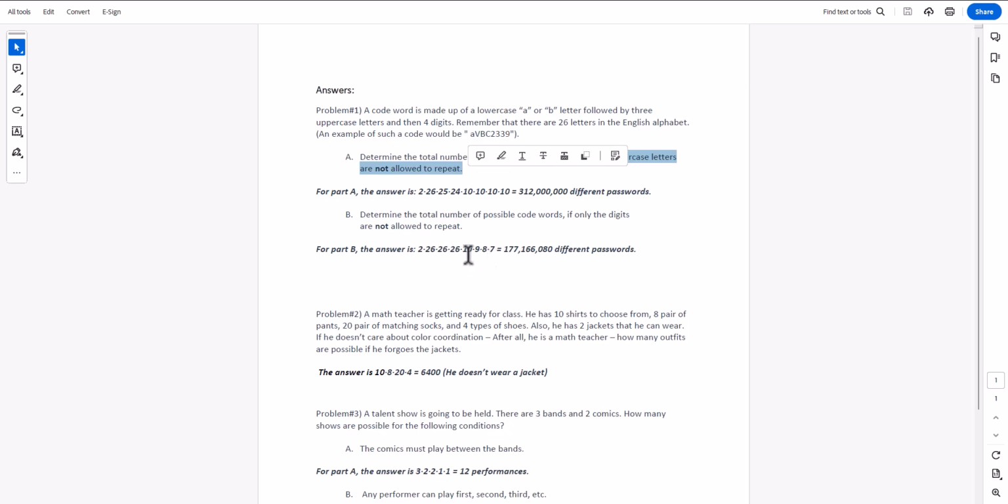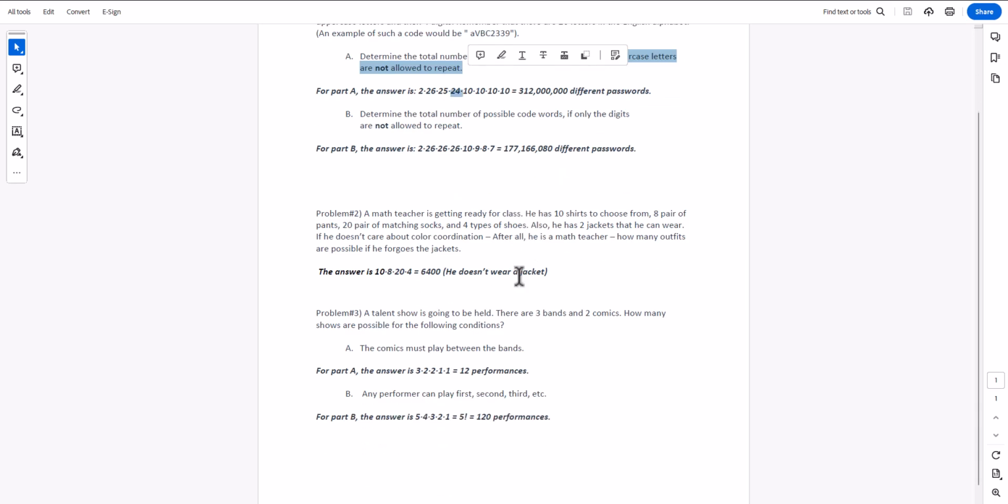So we start with 10 options for the first digit. We can't reuse that option. So now we have 9 options, 8 and 7. We multiply this out to get 177,166,080 different passwords.